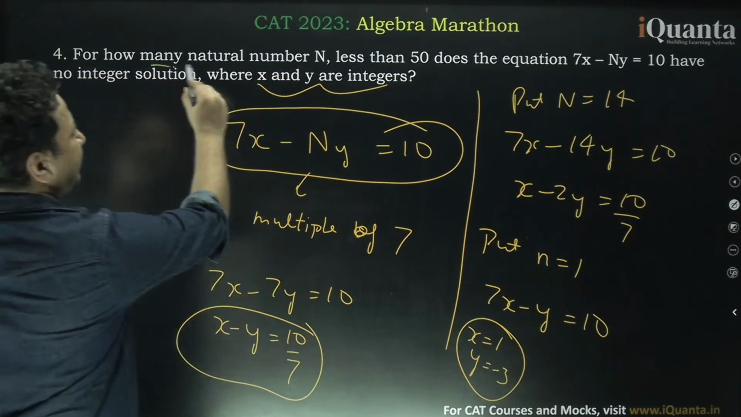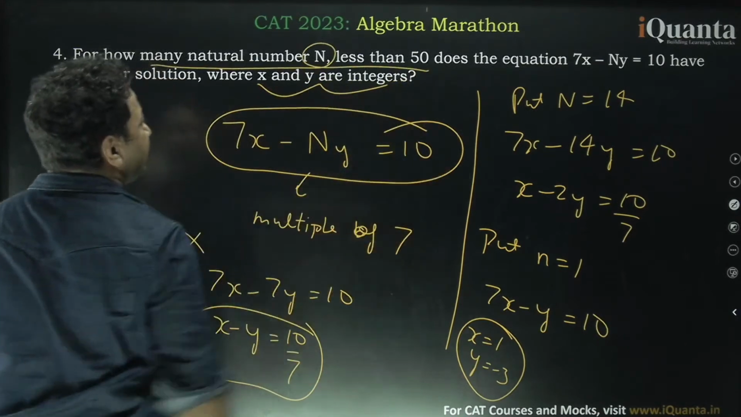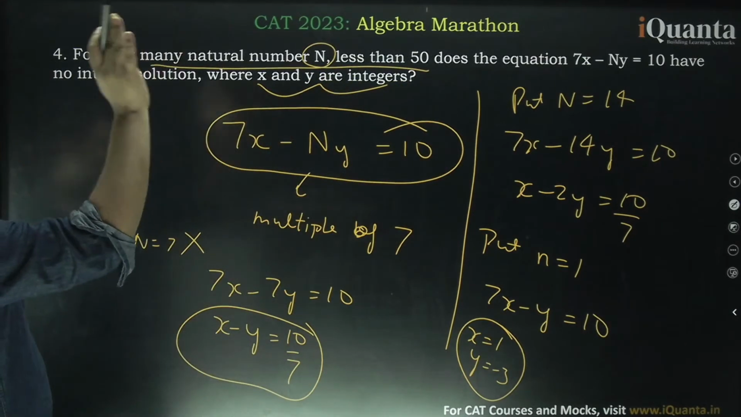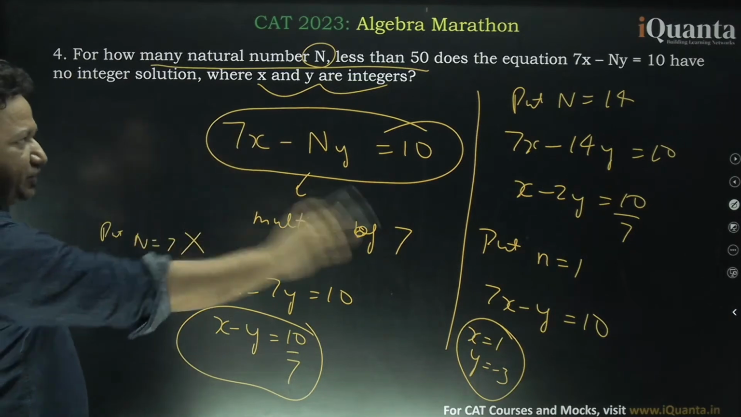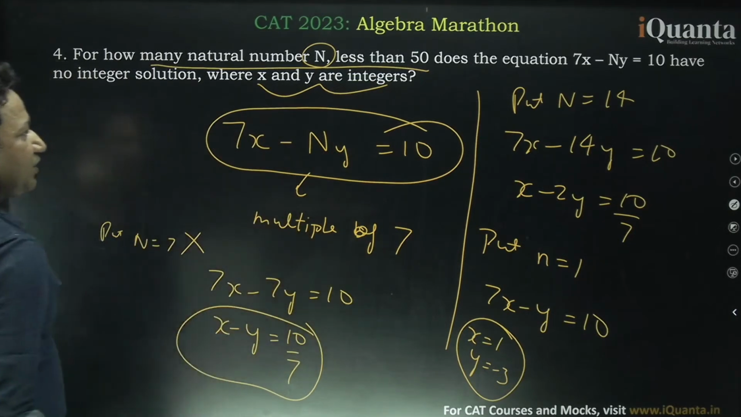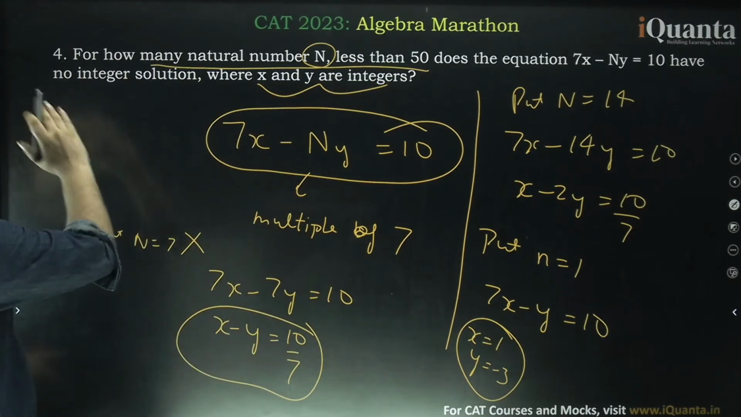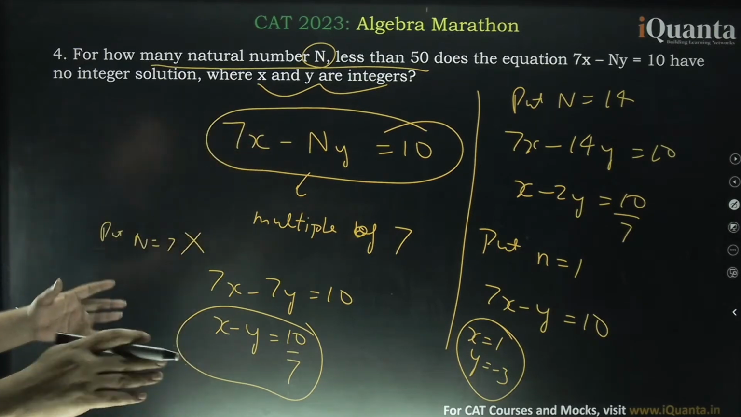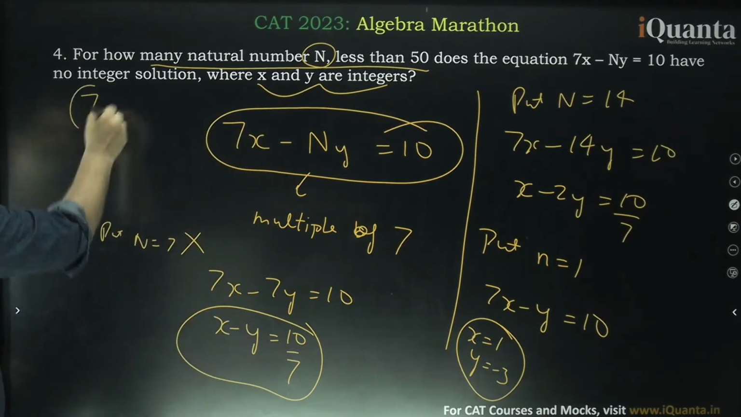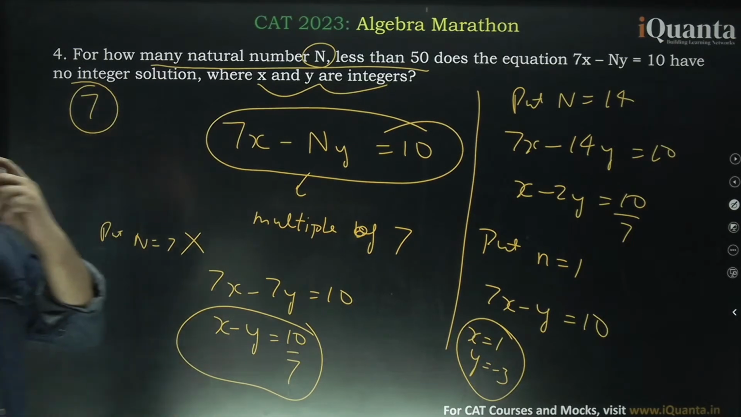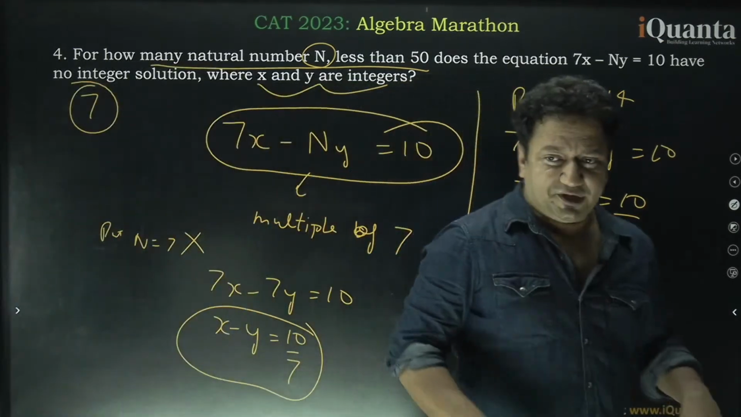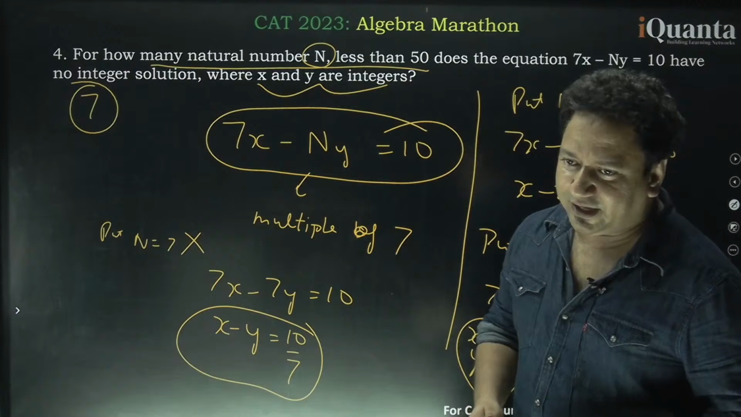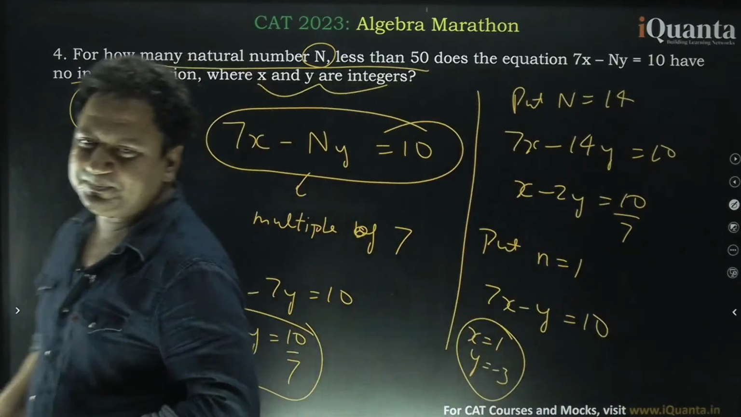For how many natural numbers n less than 50 does this equation have no solution? This equation will be having no solution when n is a multiple of 7. So from 1 to 50, how many multiples of 7 are there? 7 multiples, right? 7, 14, 21, 28, 35, 42 and 49. Clear? Answer is 7.